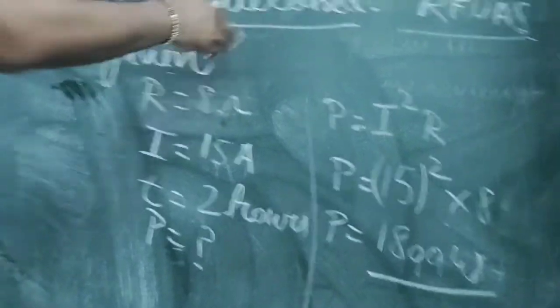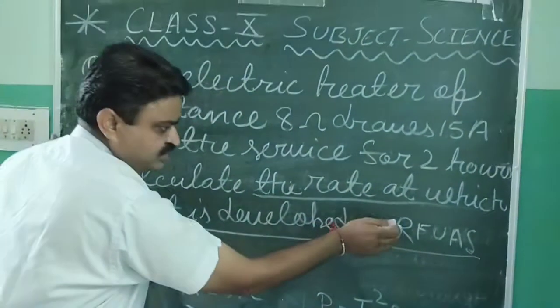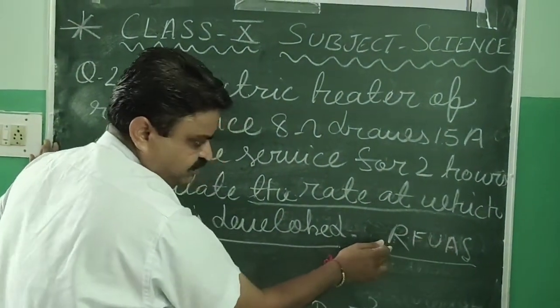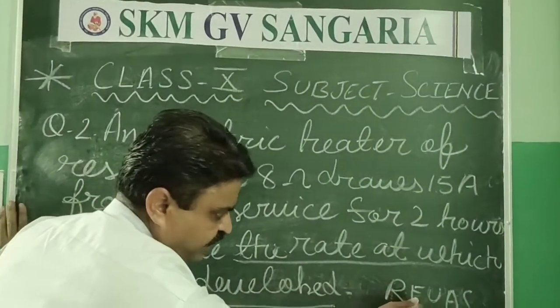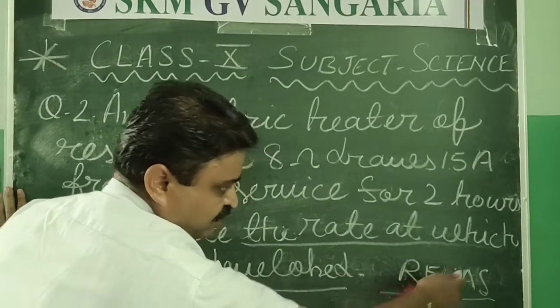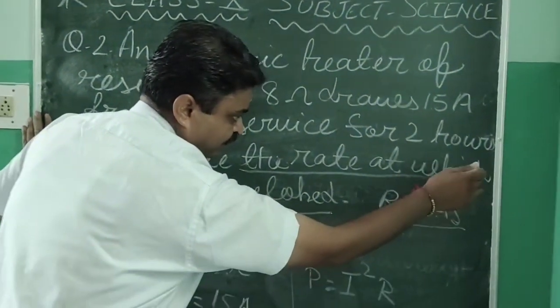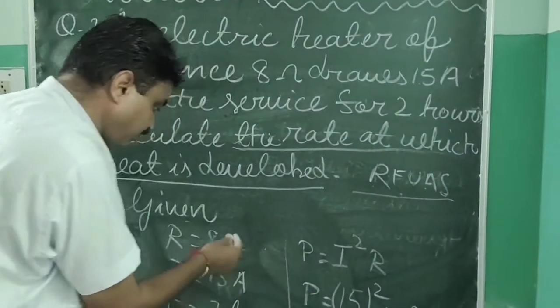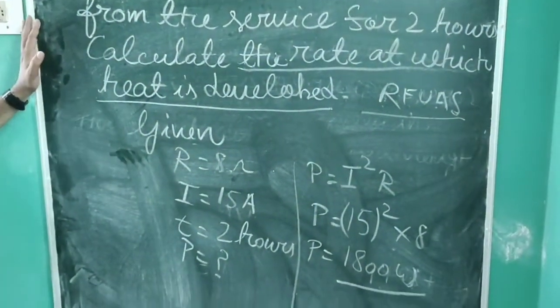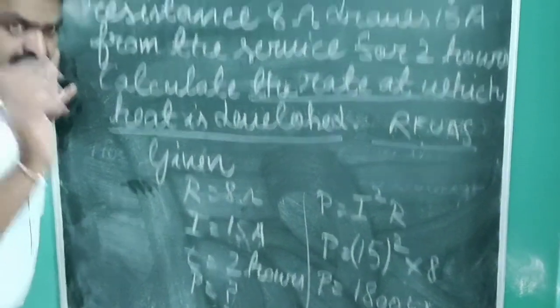So now we have solved this question with the help of the simple trick Rafu as. First we read, after the reading we find, after the finding we understand, after the understanding we apply and we solve. Now according to this you get the marks in the exam.